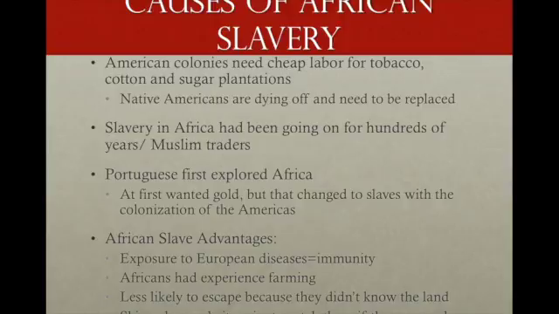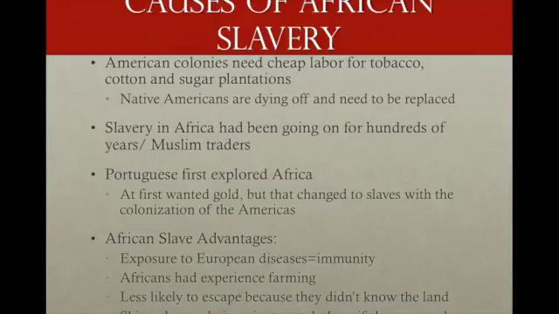America was built, the American colonies were built on cheap labor for specifically tobacco, cotton, and sugar plantations. It's an agricultural society. Europeans are looking to make money, and this is the best way that they can think of making money: by growing these cash crops. Like I said before, the Native Americans have been dying off and needed to be replaced. They're dying off because of the disease, specifically smallpox, that was decimating the different populations around the Americas.